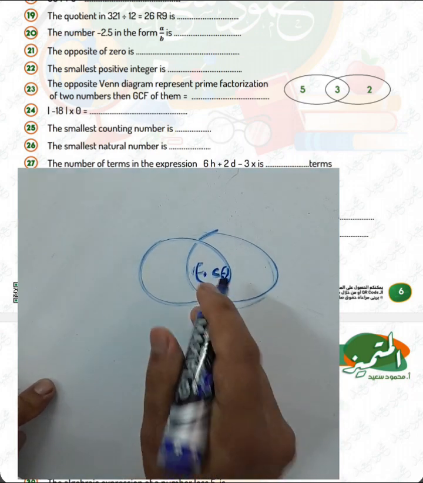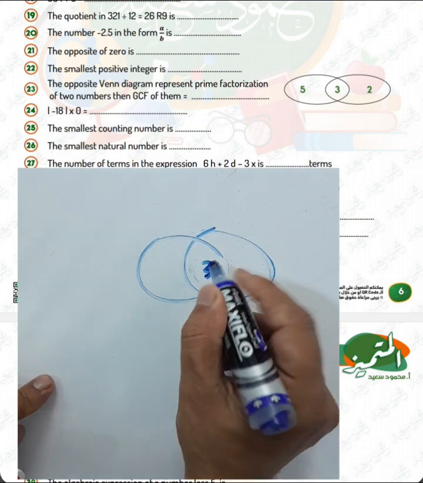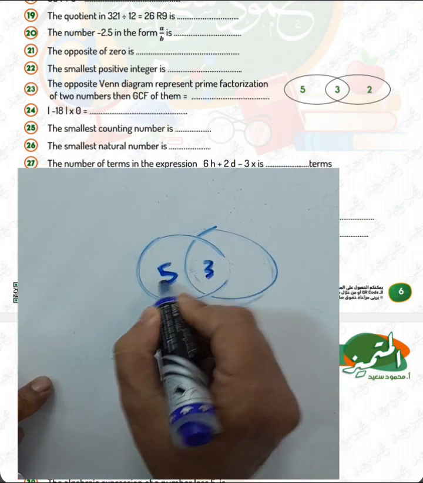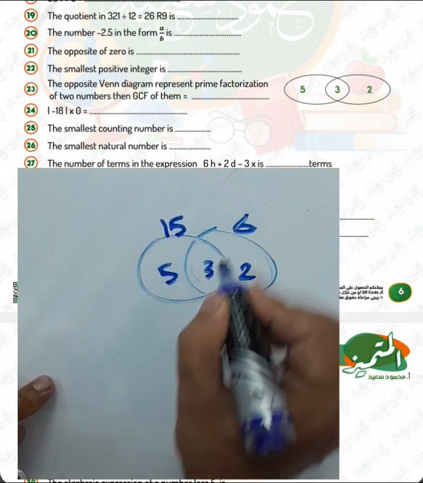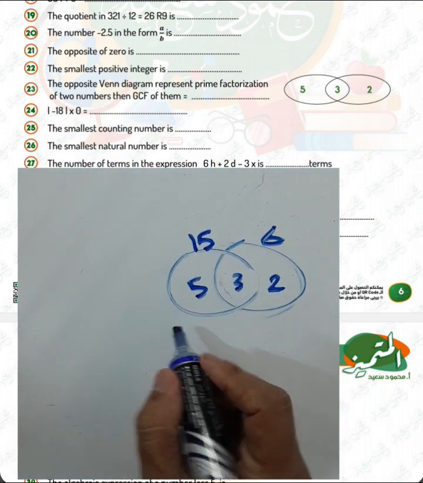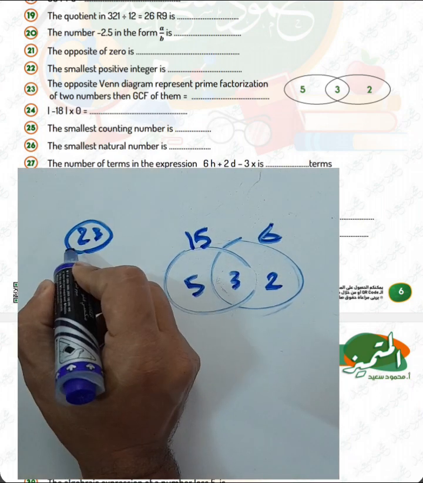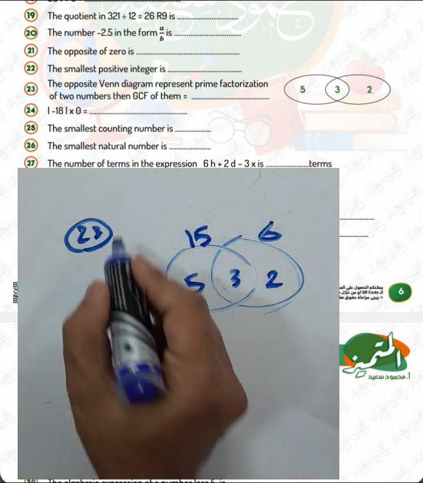The greatest common factor between two numbers will be what? It will be 3. Okay, and the first number here 3 times 5 equals 15, and the second number here 3 times 2 equals 6. Okay, it was question 23. Understood? The greatest common factor will be what? 3.